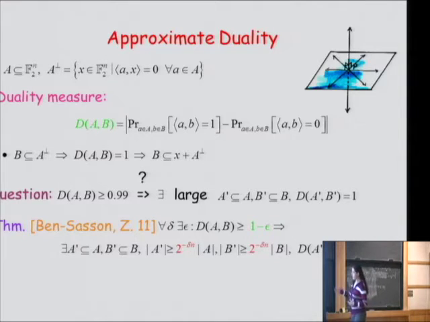So note that the loss here in the sizes of A and B is quite large. It's exponentially small in N. But what we can do is to take delta to be an arbitrarily small constant. So the loss here is exponential, but an arbitrarily small exponential loss.